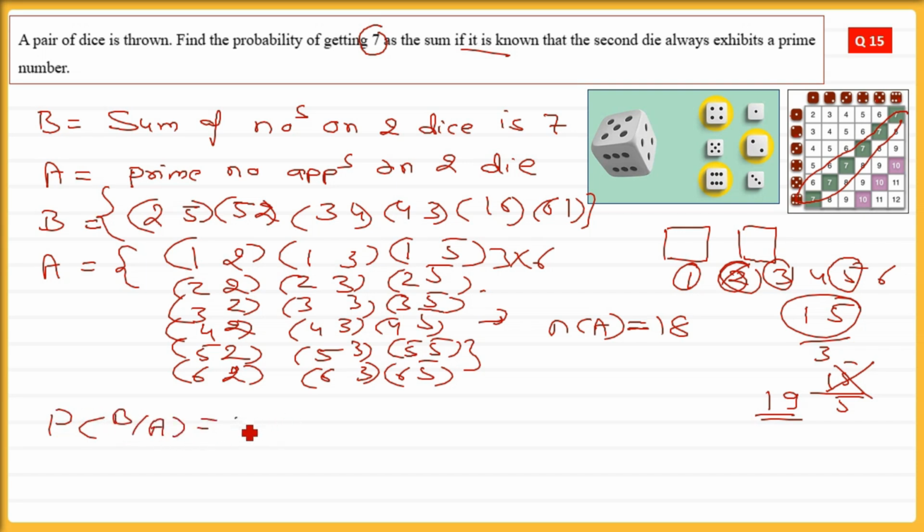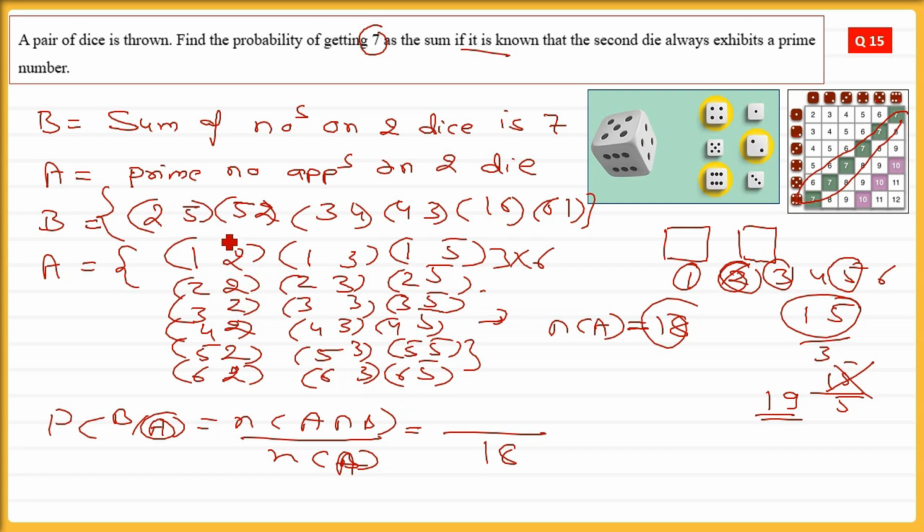P(B by A) formula says that it has to be n(A intersection B) divided by n(A). Sorry, not n(B), it will be n(A). So we are now trying to find out A intersection B, the number of elements which are common in both of them. And please remember only 2, 3, 5 can come in the end. So 2, 5 is a common number. 5, 2 is a common number between these two.